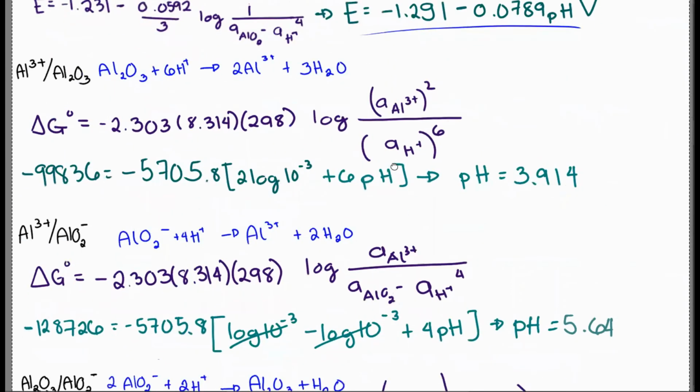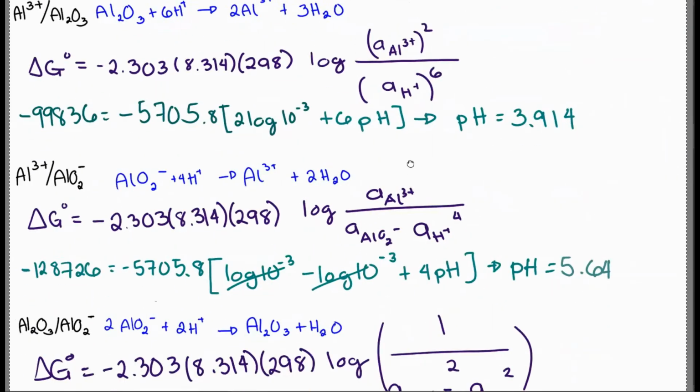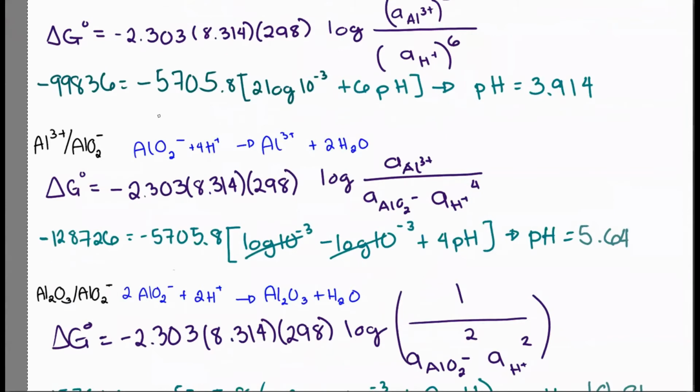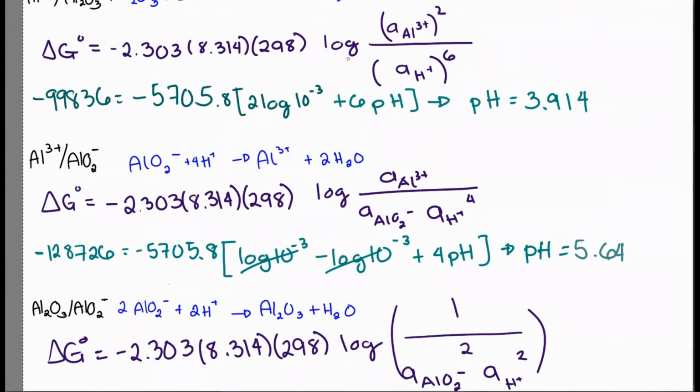Now for the other expressions that do not involve hydrogen ions, we can get the pH from this expression. Delta G naught is equal to this quantity, which is equal to negative 5705.8 times the logarithm of the activity of Al3+ squared over the activity of H plus raised to the 6. We can decompose this such that magkakaroon tayo ng expression for pH. This expression here is equal to 2 log of the activity of Al3+ minus 6 log of the activity of H plus, or this one will be equal to plus 6 pH na siya.